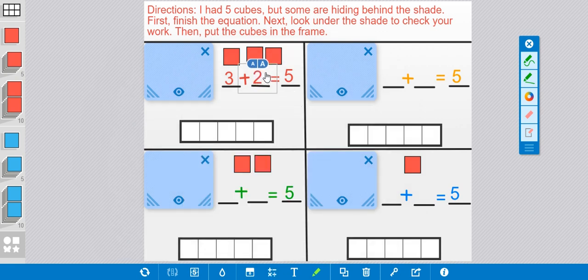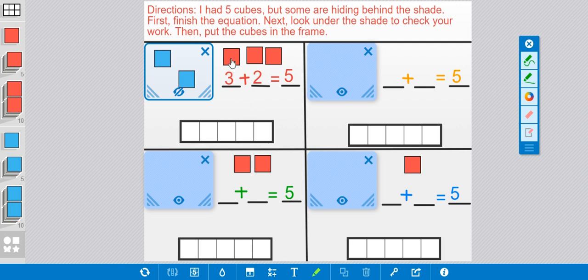Let me move this up so we can see. So I have 1, 2, 3 cubes out here. So I think that I have 2 cubes hiding under my shade. Let's take a peek. Is there 2? 1, 2. That's right. I hope you said 2 also. So now let's bring our cubes down to our frame.